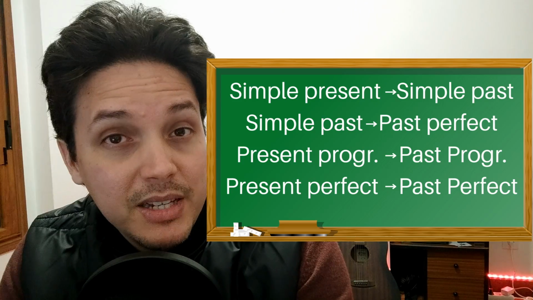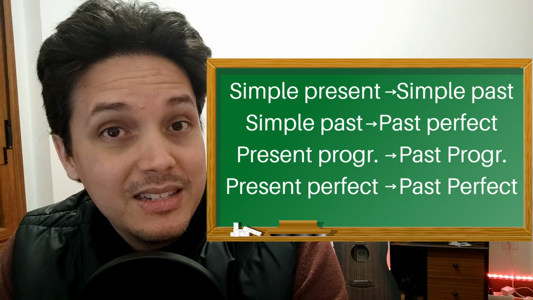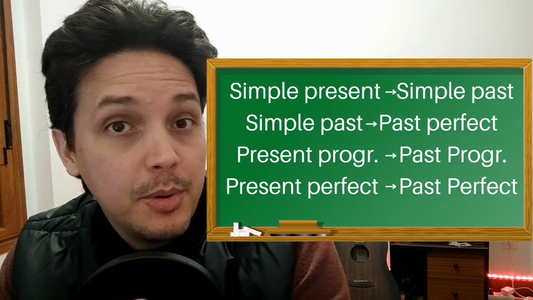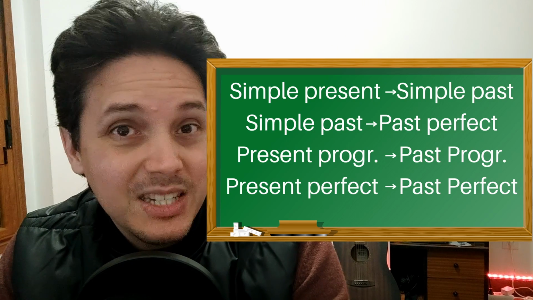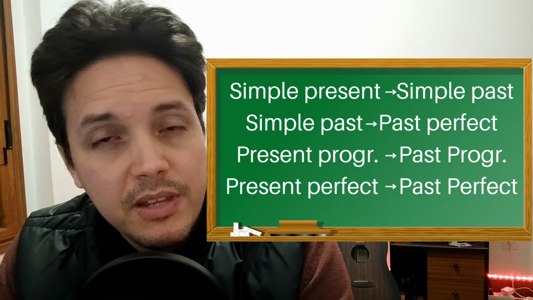Well, some news here. You do actually have to learn all those changes by heart. Simple present goes back to simple past, simple past goes back to past perfect, present progressive goes back to past progressive, and present perfect goes back to past perfect. Now I want to point out something important here. Other verbs that can be used as reporting verbs are tell and ask. Obviously, ask is for reporting questions, and that is going to be another video. I am not going to explain that here because that's very long.